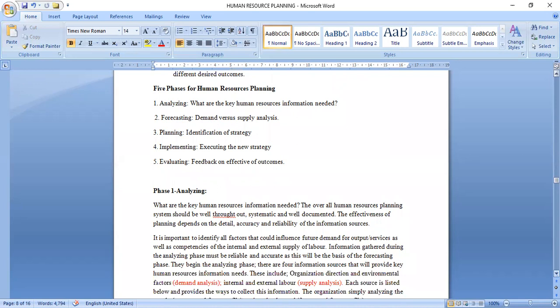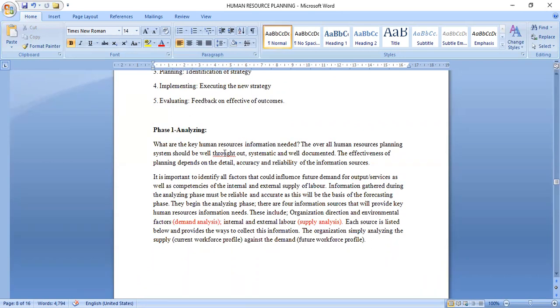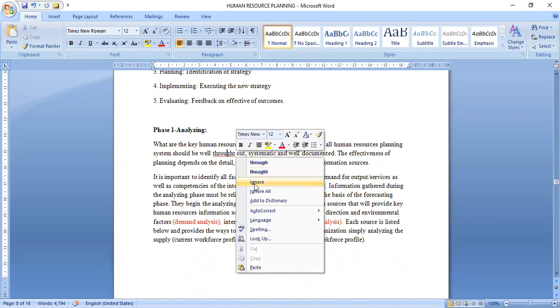So let's look at the phases of human resource planning. The human resource planning process basically has five stages. The first is analyzing, the second is forecasting, the third is planning, the fourth is implementing, and lastly, evaluating. So let us look at the analyzing. I'm going to be brief, but precise to the point.